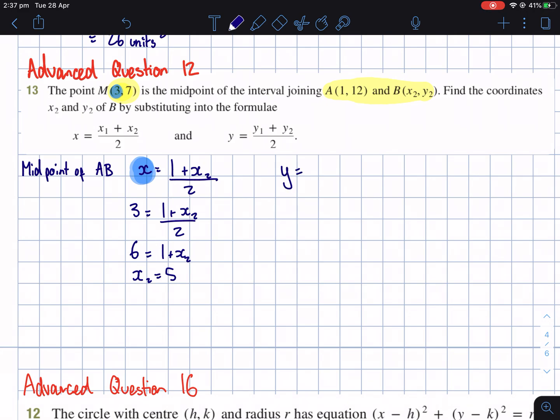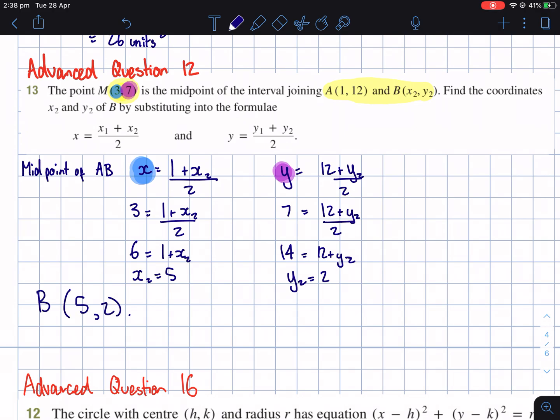So I've got y equals 12 plus y2 over 2. I know y. Why do I know y? So I've got 7 equals 12 plus y2 over 2. So 14 equals 12 plus y2. So then y2 is 2. So B is the point 5, 2.